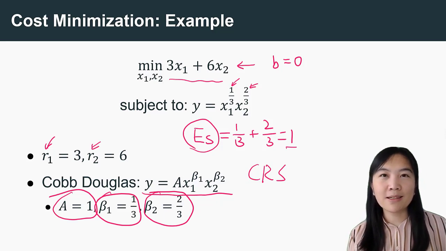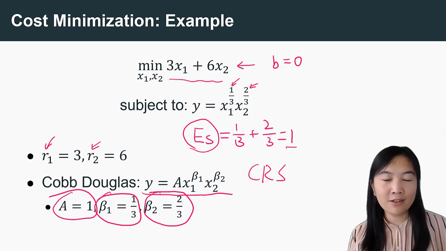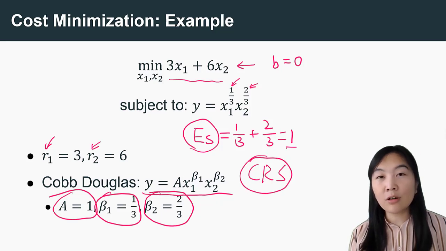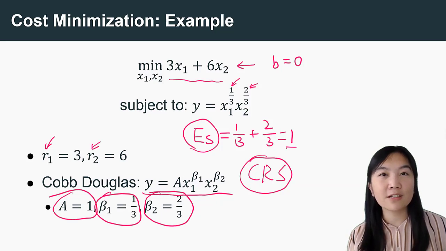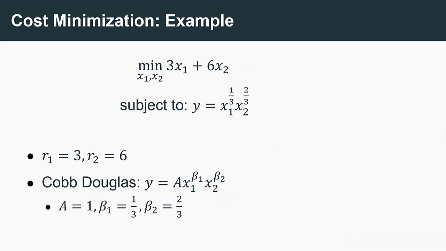The reason that I mentioned this is because later on I will show you, because it's a constant return to scale production function, which is a special type of homogeneous function, we're gonna use one of the properties of homogeneous functions. Let's actually solve this cost minimization problem here. So I will not go over all of those steps of setting up the Lagrangian and taking the partial derivatives, set them equal to 0.